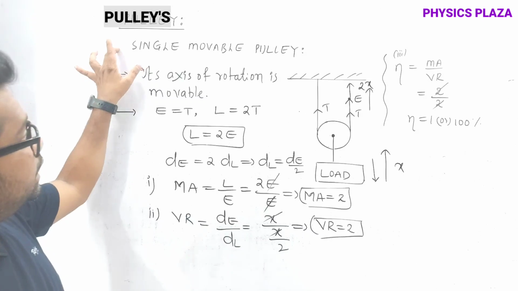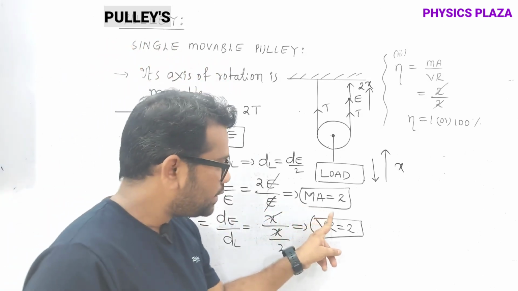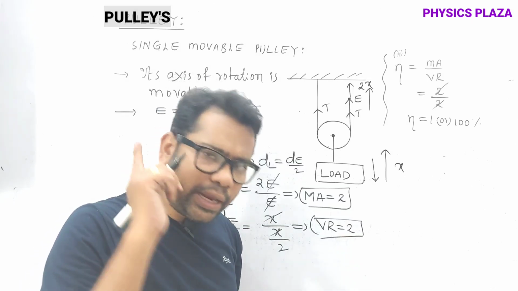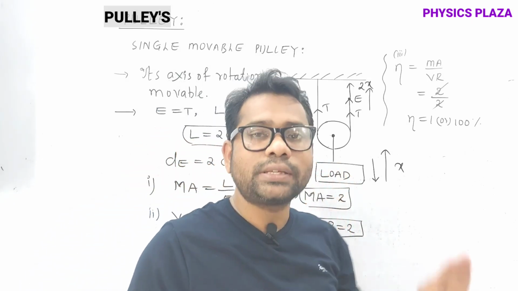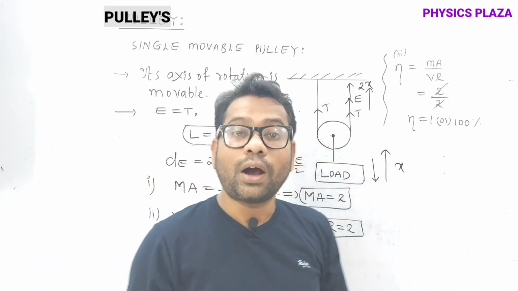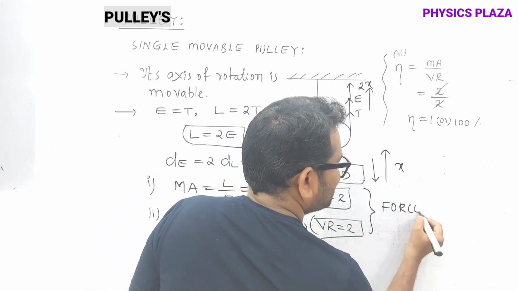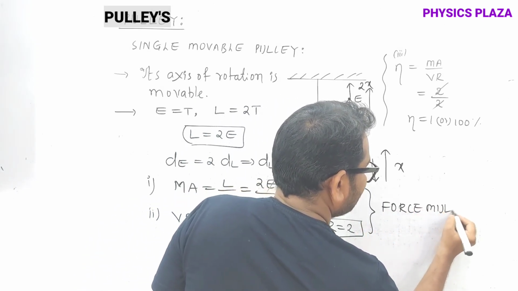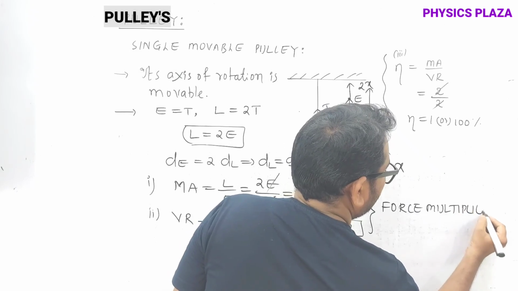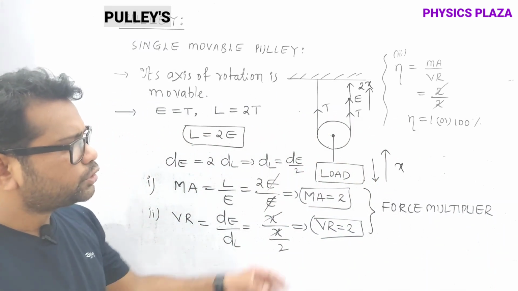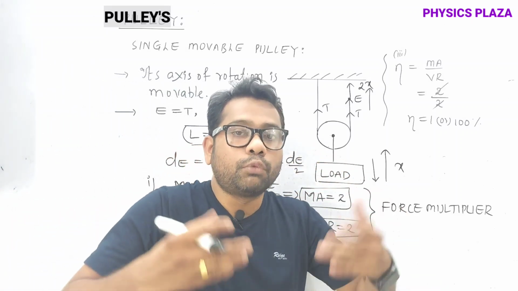Children, for a single movable pulley, the mechanical advantage is equal to the velocity ratio, and is greater than 1. So for any machine, if the mechanical advantage or velocity ratio is greater than 1, how will they act? They will act like a Bahubali. Bahubali means what, children, here? Force multiplier. They will act like force multipliers. Is that clear? Fine. Of course, children, you apply less effort, and you gain more force.